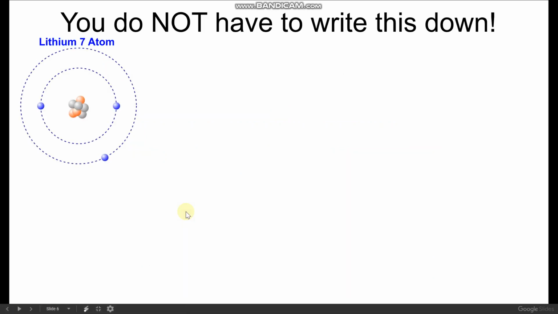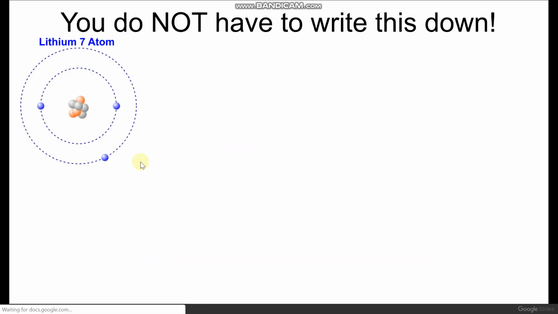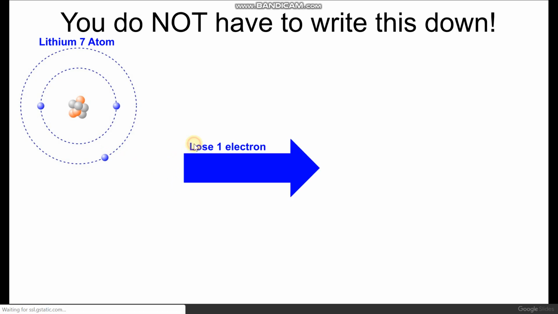So let's take the first item in that list here. First one is lithium. Now you do not have to write this down, so just watch for this portion. So the lithium atom, we see it's a lithium 7 atom, so we can see it's got the protons and neutrons in the nucleus here, and then since it has 1, 2, 3 protons, it has 1, 2, 3 electrons. Now what's going to happen is this atom is going to lose an electron, right? This electron right here, it's going to lose it.